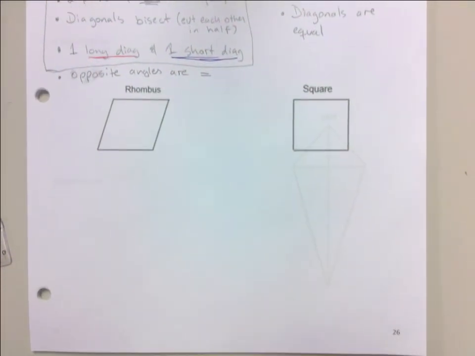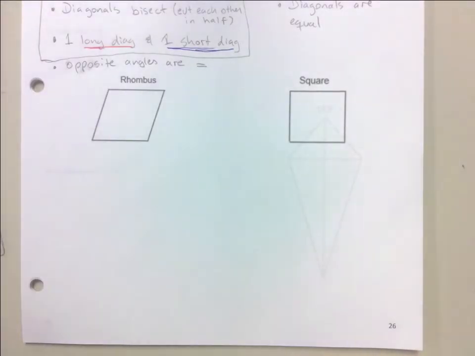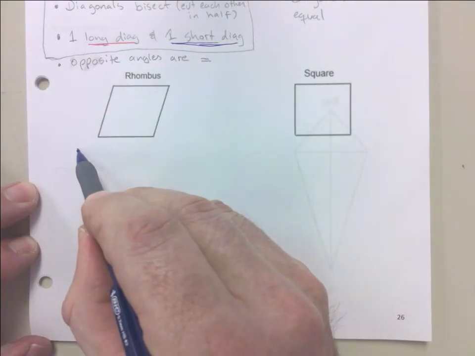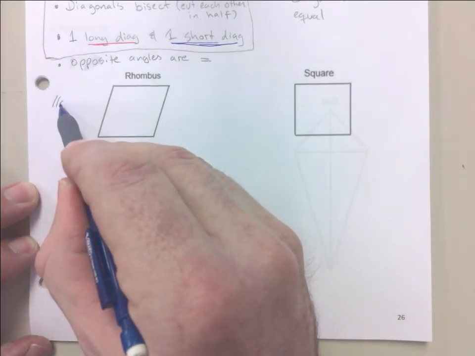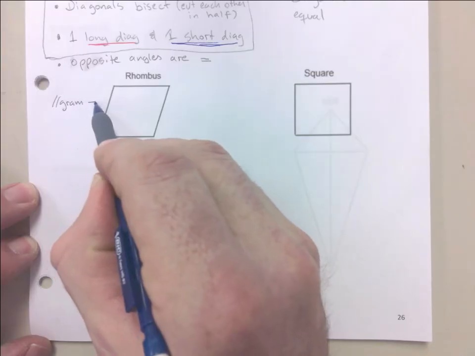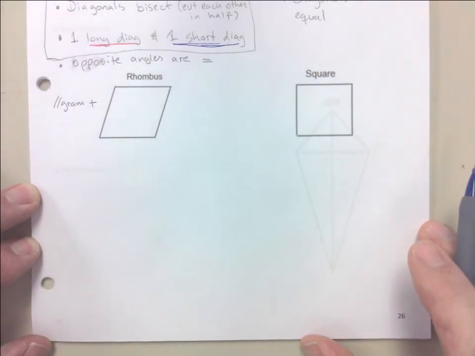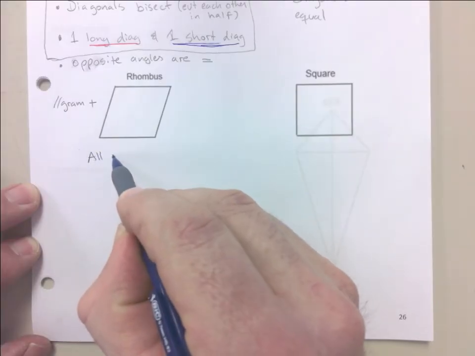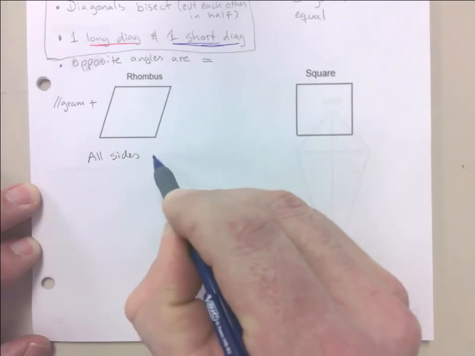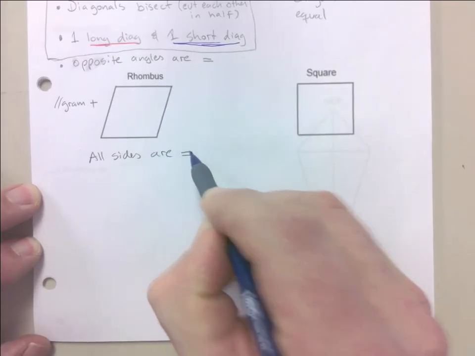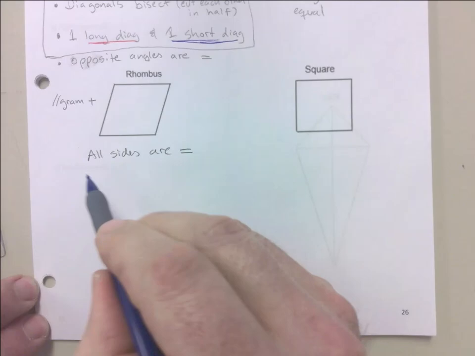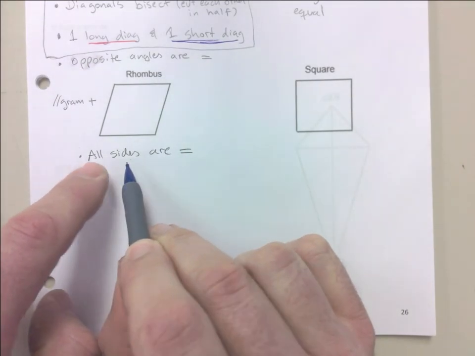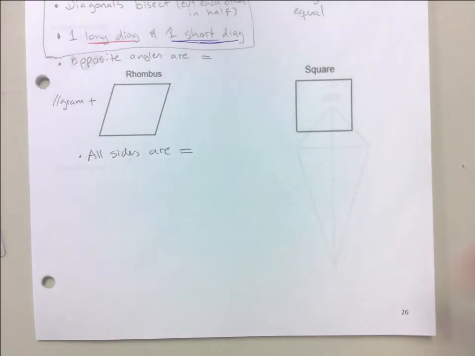A rhombus. What makes a rhombus, right? So I will say this: everything a parallelogram has plus whatever is specific to a rhombus. So I'll say all sides are equal. Boom. You could just say on your study sheet, all sides equal sign. That's it.